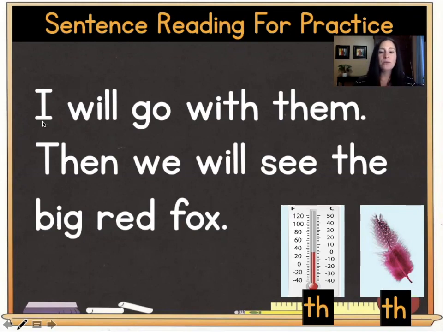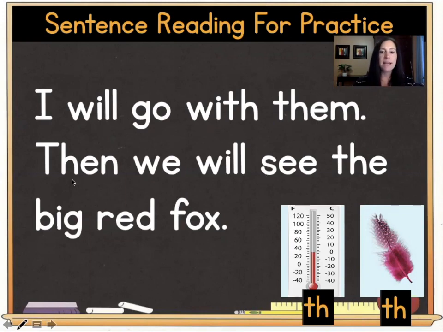All right, we're going to read these two sentences. I want you to follow my cursor. Ready, read. I will go with them. Let's read it one more time. I will go with them. Do you notice those consonant digraphs? Them and with. Great job.